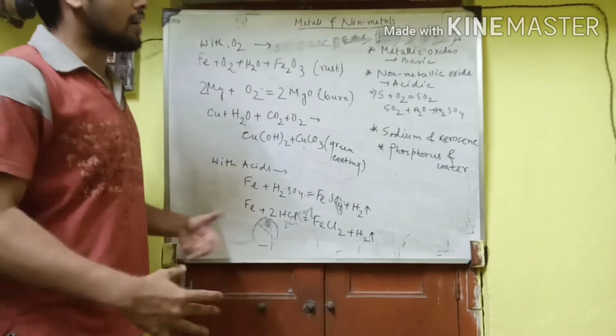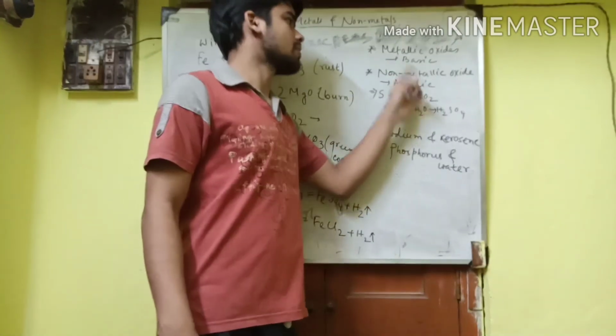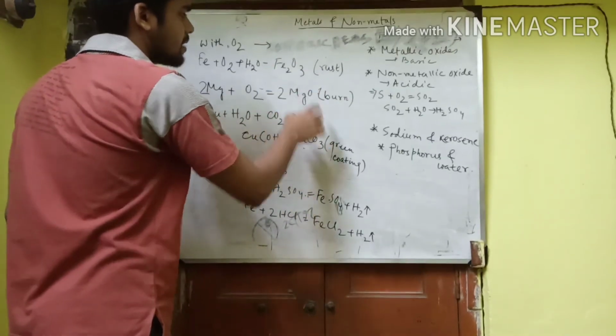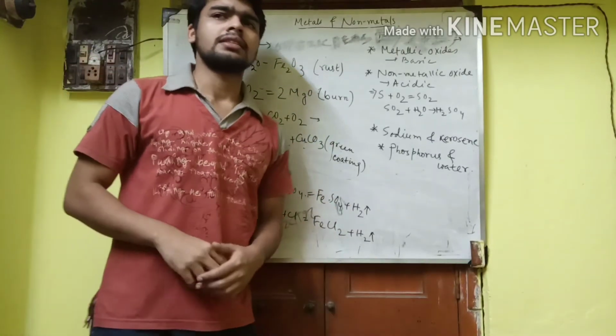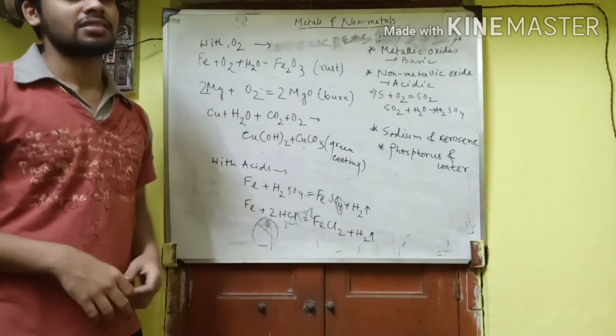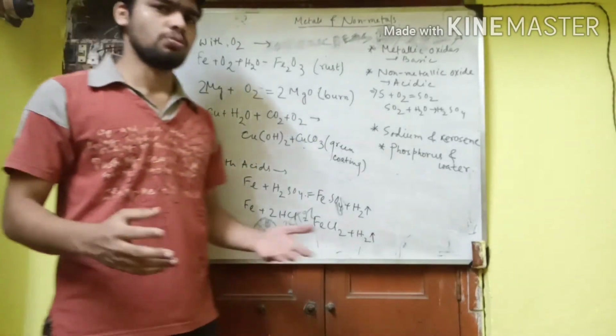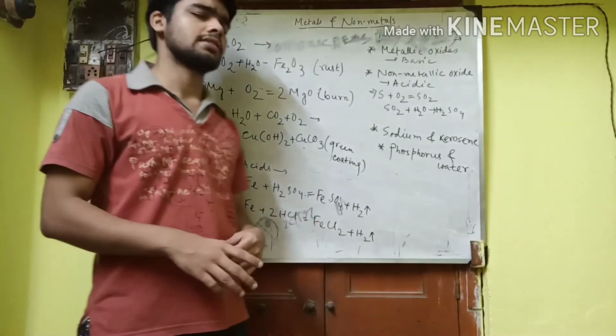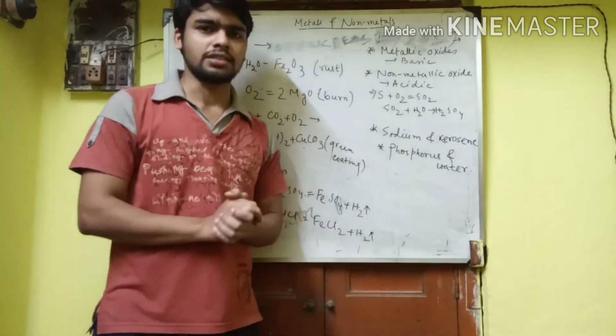Coming to the next topic, metallic oxides. The oxides that form are basically basic in nature, meaning these oxides turn red litmus paper blue, which shows that these oxides are basic in nature.